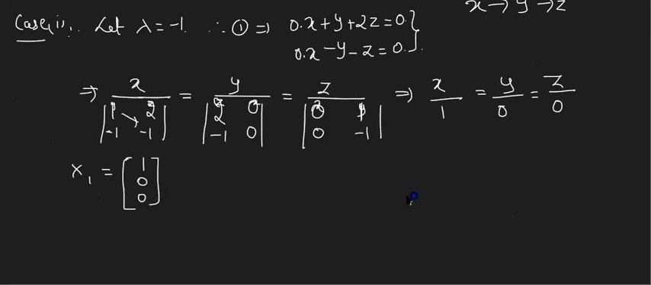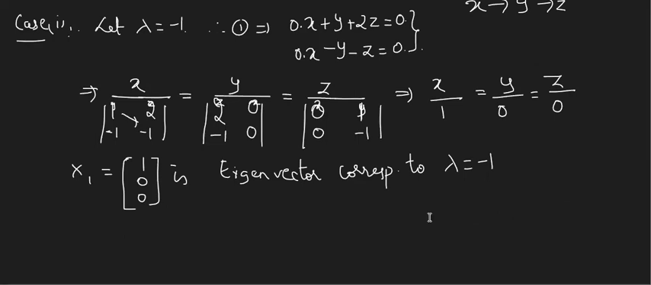Now don't say y divided by 0 is infinity. We don't want that. If infinity comes in the denominator, then there is a problem. I want to write x, y, z values. Is the part clear? What is this? This is the eigenvector corresponding to lambda equal to -1. Okay, actually this is called the cross multiplication method.